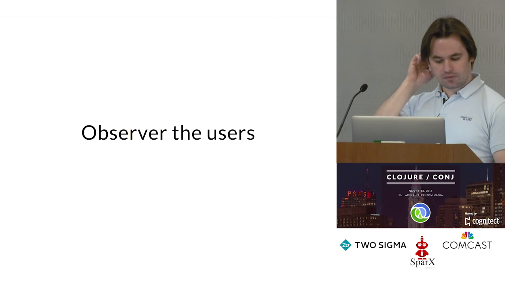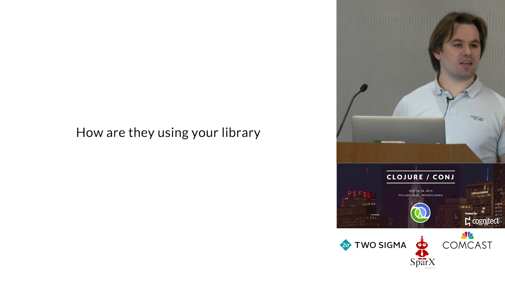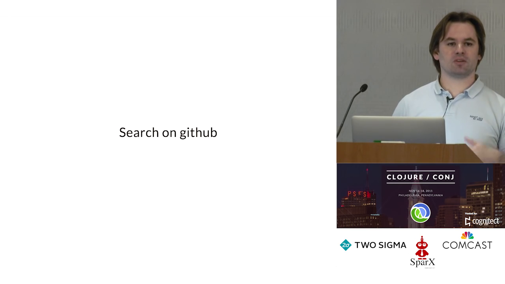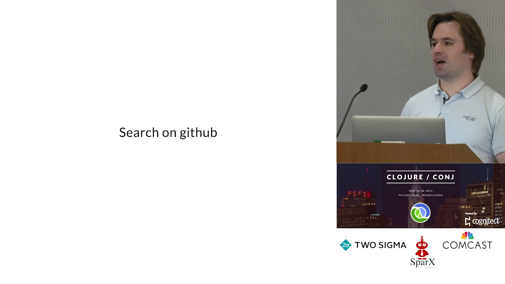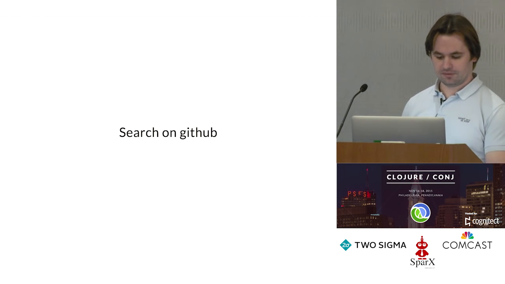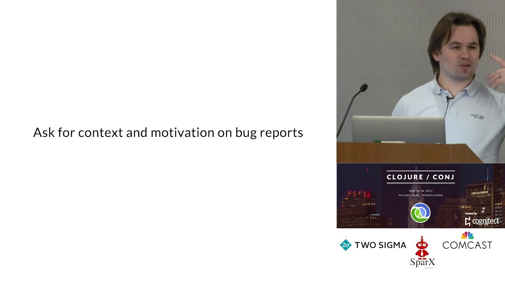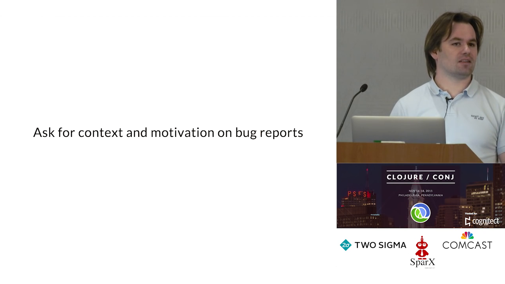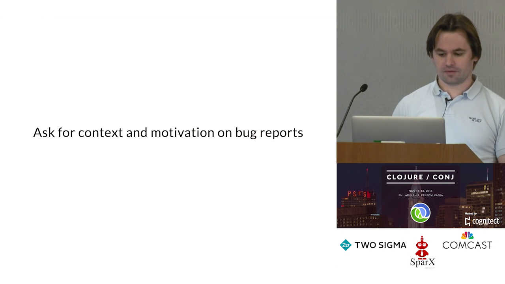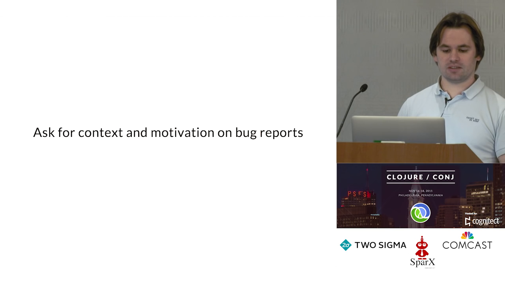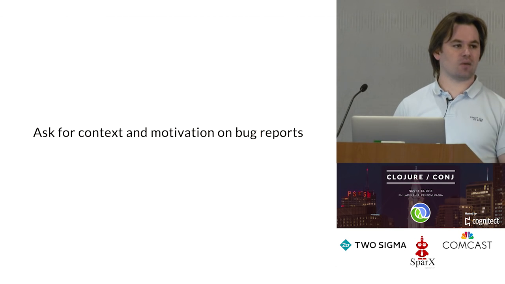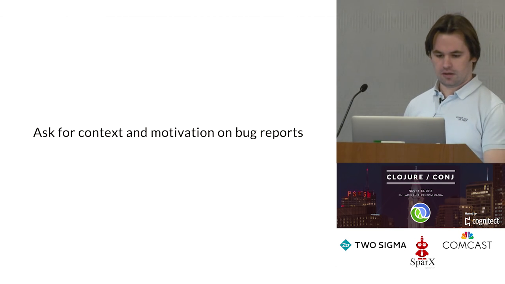Look at what they're doing. How are they using your library? For example, search on GitHub. You will be surprised what people are doing to Liberator. And when you get those works-as-designed issues, which you close with that reason, ask for context and motivation to understand why the user thinks it should work differently.